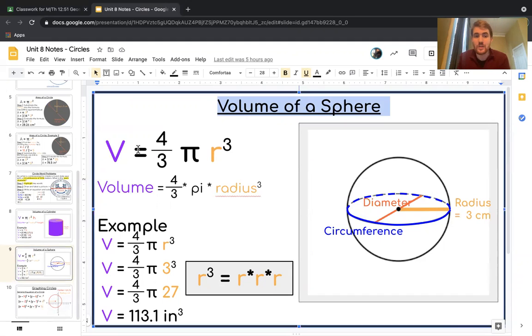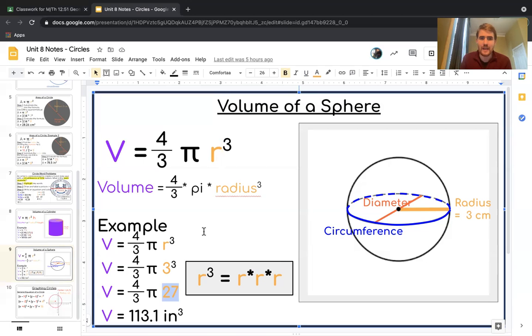And this is the formula that we use to find the volume of a sphere. The volume is equal to 4/3, 4 divided by 3, times pi times the radius cubed. Remember, the radius cubed means r times itself 3 times, r times r times r. So in this example, I'm going to do V equals 4/3 times pi times r cubed, 4/3 times pi times 3 cubed. We do the exponent first, so 3 times 3 times 3 is 27. Then we just multiply these all together and we get our answer.